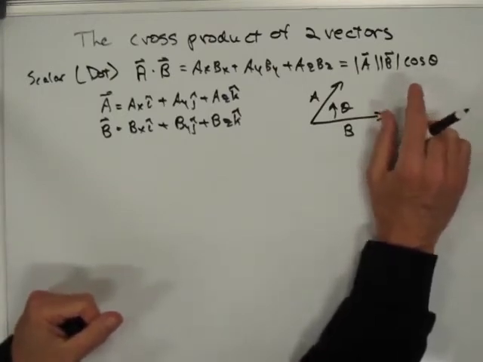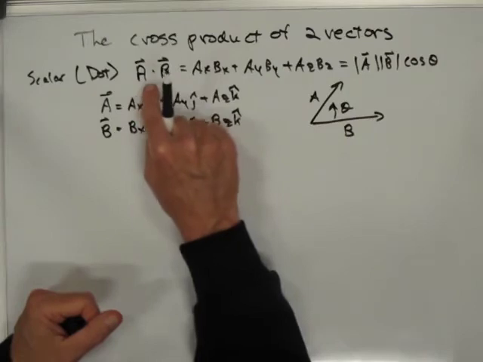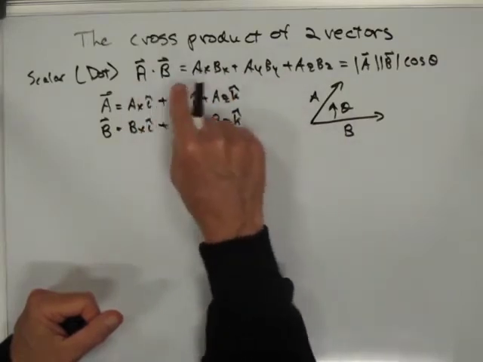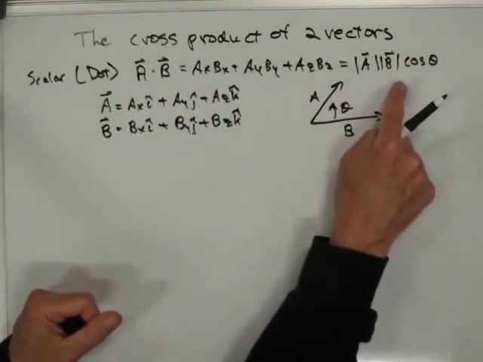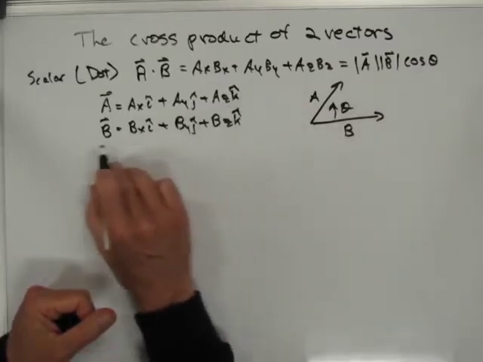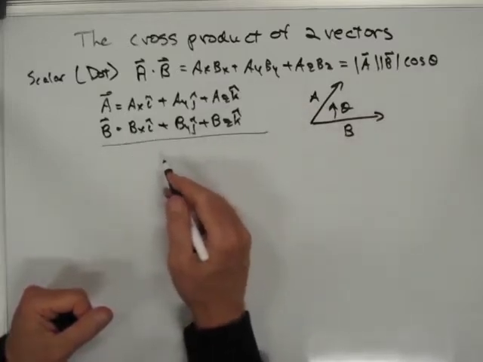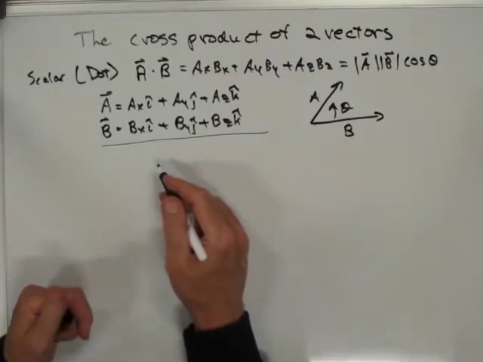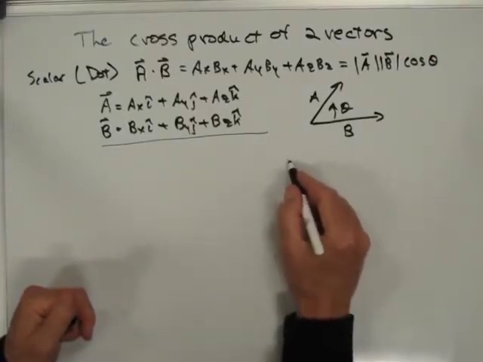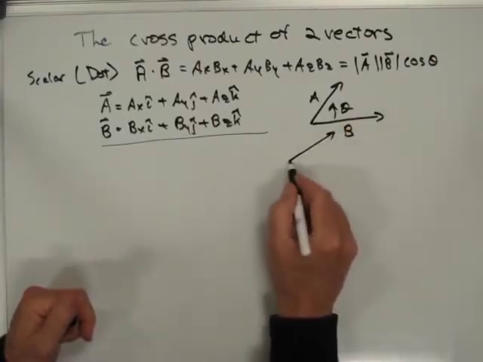The scalar product of two vectors is a scalar. That is to say, the dot product is just a number, right? The cross product of these two vectors is a vector, and I'll tell you what it is first in terms of this sort of an argument.